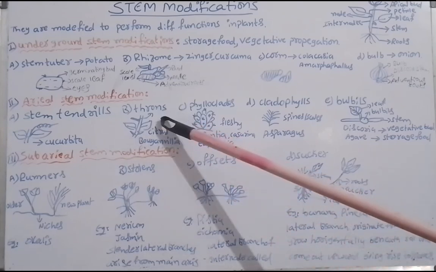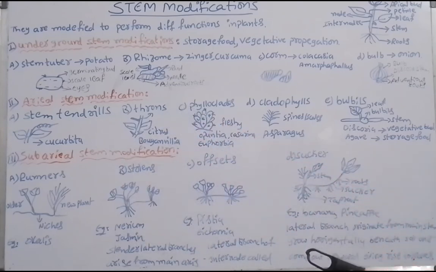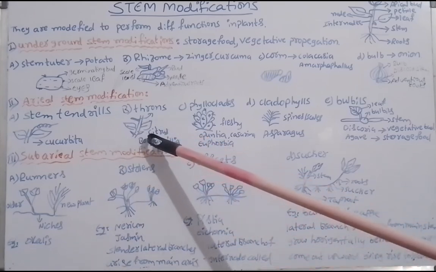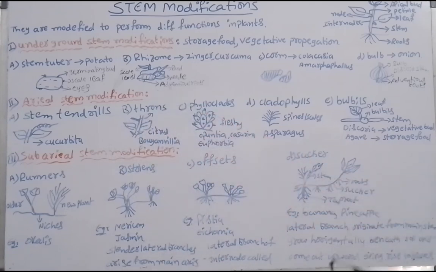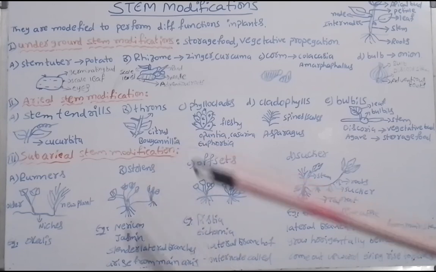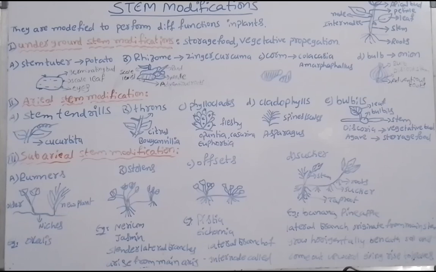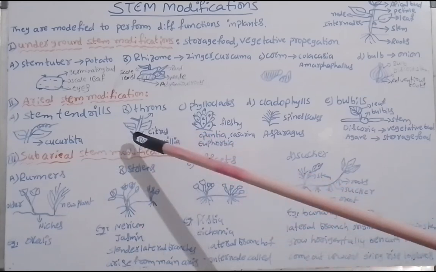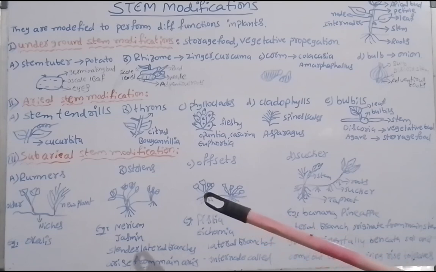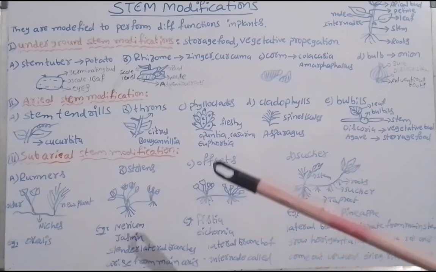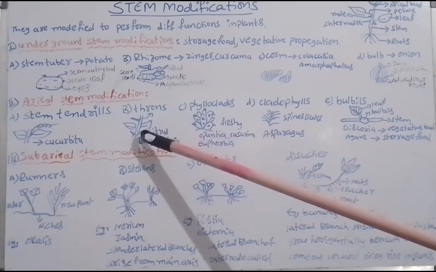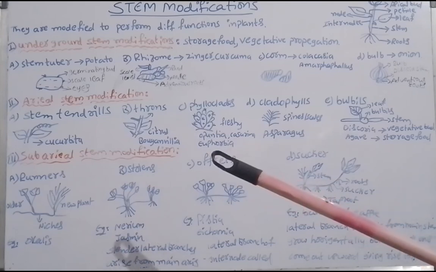So next one, thorns. These thorns are used in protection. The buds of stem may also get modified into woody straight structures called thorns. See here, example, citrus, bougainvillea. Citrus means lemon or orange plants. Next, bougainvillea. So these are the examples of thorns. These thorns are woody straight structures, and are used in protection from animals or humans. So these thorns protect plants from grazing animals.